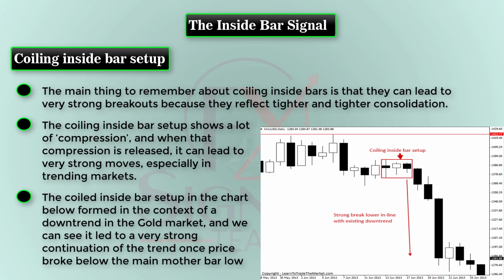The coiled inside bar setup in the chart below formed in the context of a downtrend in the gold market, and we can see it led to a very strong continuation of the trend once price broke below the main mother bar low.